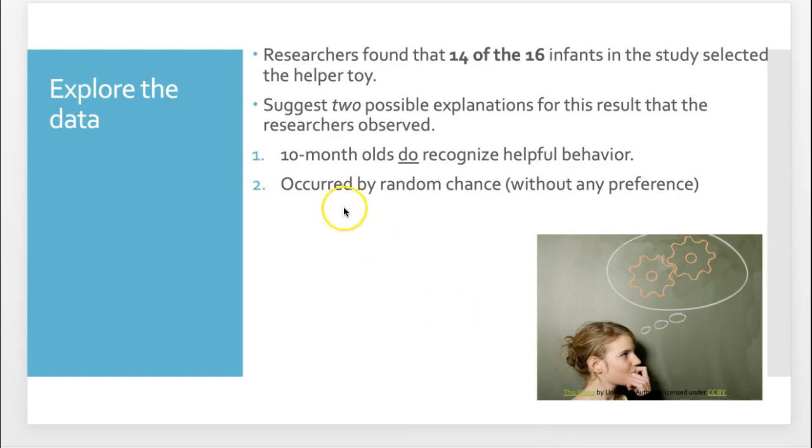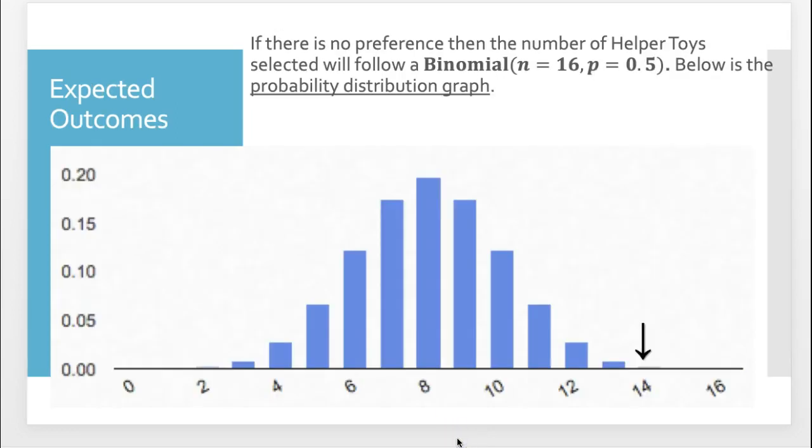The other thing is that it just occurred by random chance, meaning that they do not recognize the behavior, it's a 50-50 chance. But just by chance, we observed 14 out of 16. To put this in perspective of coin flipping, it's just saying, if I were to flip a coin 16 times, is it possible to get 14 heads out of 16 coin flips? That's pretty much what we're saying. It just occurred by random chance, random chance meaning 50-50.